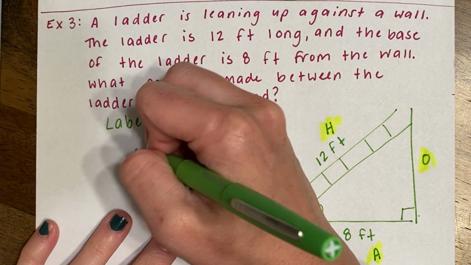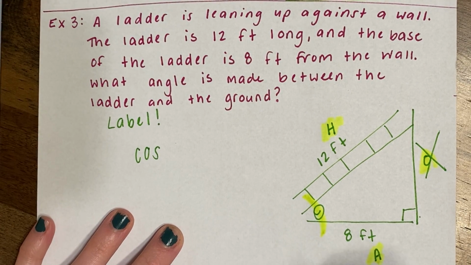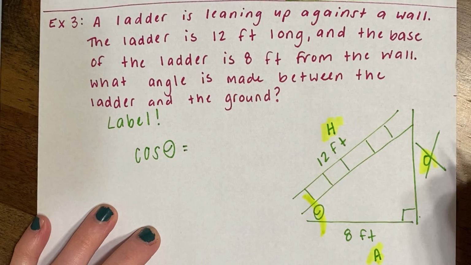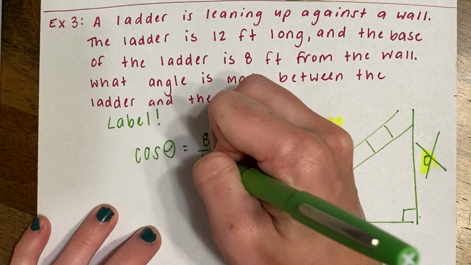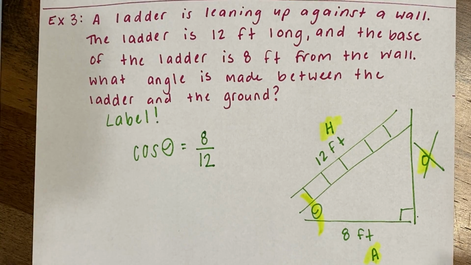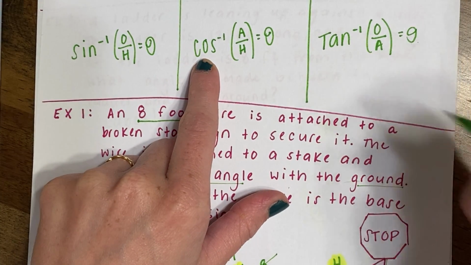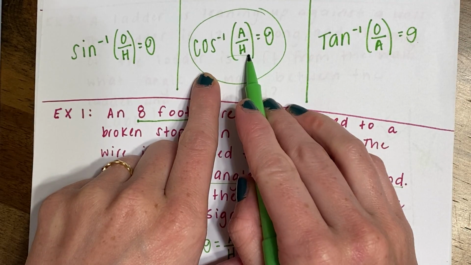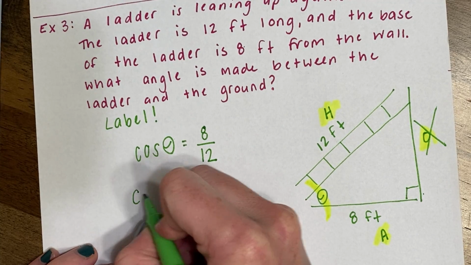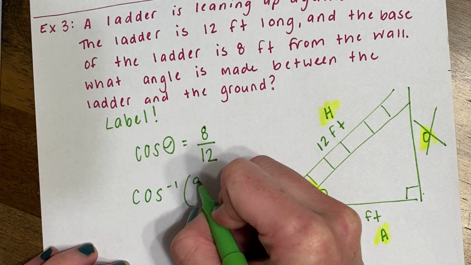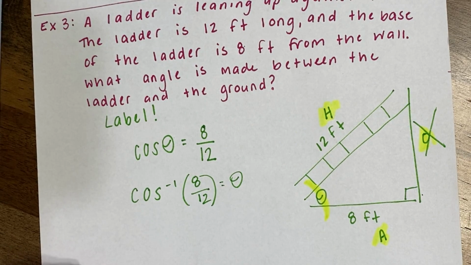Okay? So I'm using cosine, since I have A and H, not using O. Cosine of my angle is equal to 8 over 12. So remember, if you are finding an angle, you have to use inverse cosine, okay? So we are going to rewrite our equation so that my angle is what I'm solving for, okay? So this is going to look like inverse cosine. I'm going to flip these two, equals theta.